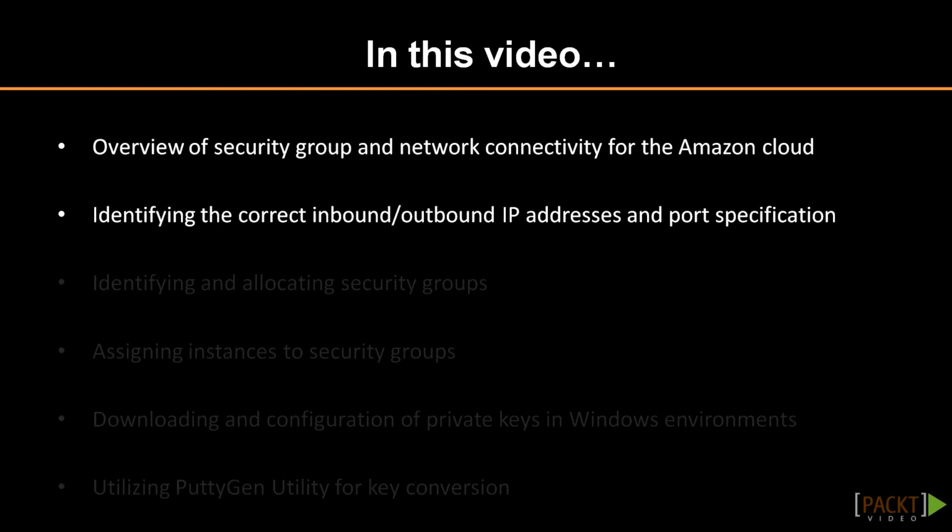Specifically in this video, we're going to take an overview of security and network connectivity to the Amazon cloud. This includes creating security groups to help identify the correct inbound and outbound IP addresses and ports. We will also assign EC2 instances to security groups so they take on these network settings. Finally, we will show you how to use private keys in a Windows client environment to connect to your instances.